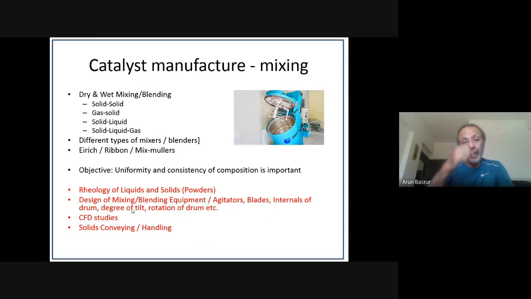Now, when it comes to catalyst manufacture, as we saw on a previous slide, it is important that the catalysts be formed into significantly large particles. To do this, the first step involves dry or wet mixing, in which one makes a pliable putty kind of material, which can be deformed easily. This involves a lot of mixing, both dry mixing and wet mixing. In dry mixing, you would be blending two solid powders, and in wet mixing, it would be a solid and a liquid. Gas-solid and gas-solid-liquid are rare. So different kinds of mixers and blenders are used for this.